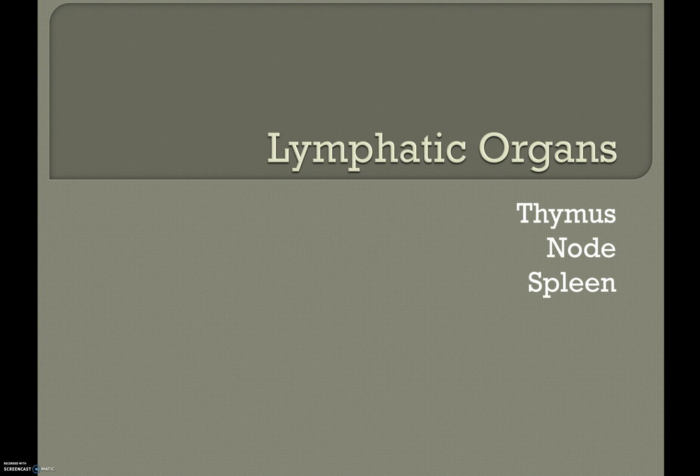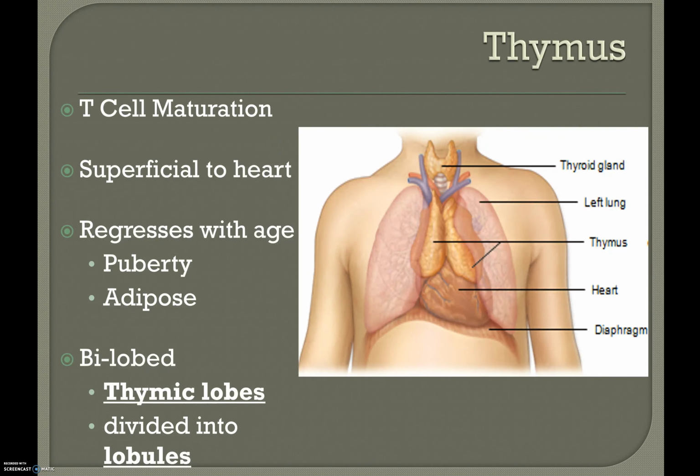Thymus, which is found in little ones. As we hit puberty, the thymus changes into pure fat. And we will talk about lymph node and spleen. Remember, lymph node is not the same as lymphatic nodules, okay? They are different. So, thymus, node, and spleen. These are lymphatic organs. Looking at thymus.